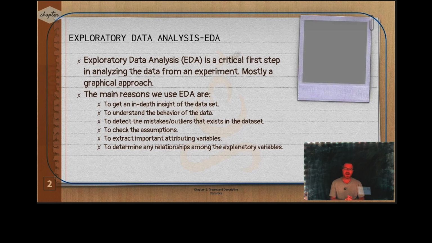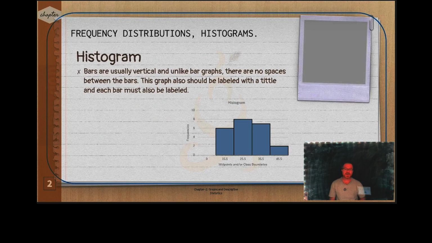Next is to check assumptions. In everything we do in statistics, whether it's modeling, doing some sort of hypothesis test, confidence intervals, whatever we do, there will always be some base assumptions. And data exploration will actually allow us to determine whether those assumptions are probably true or not, or at least appear to be true. To extract important attributing variables, this could be things like finding correlation, and this also goes with the relationships. We do a correlation coefficient, we could do some sort of correlation graph where we determine that two variables are highly linked together, things like that.